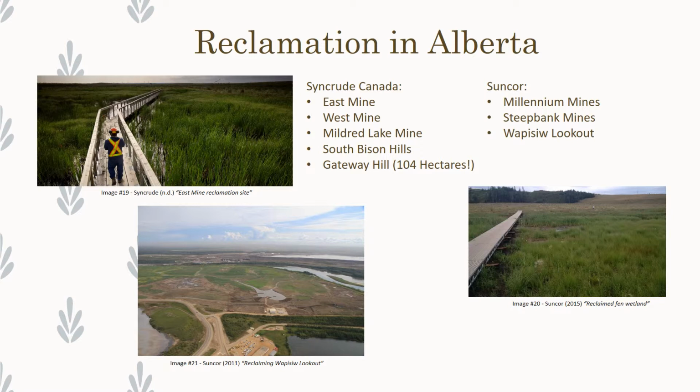Suncor has disturbed around 22,000 hectares of land since 1967, and by the end of 2017 has reclaimed around 10%, including over 2,000 hectares of terrestrial land and 50 hectares of wetlands. In 2017 alone, over 400,000 trees and shrubs were planted, bringing their total number since 1976 to approximately 8 million.